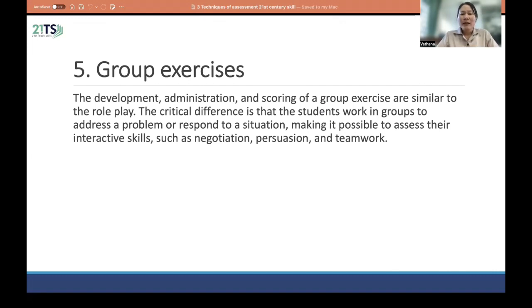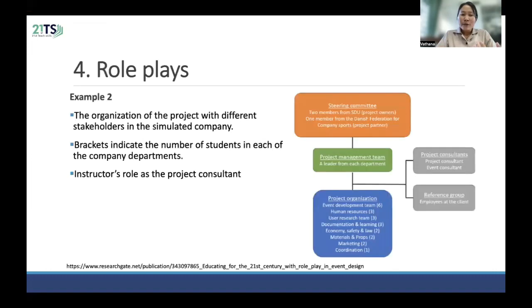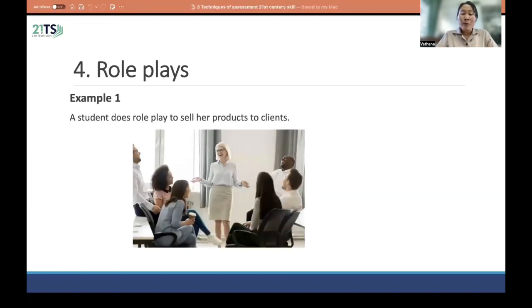The group exercise sometimes can be similar to the role play because, like you see in the role play, we have one activity or one exercise for a student to role play, for example, to share a product with a client. So sometimes it can be worked individually, sometimes it can be worked in a group to achieve this activity.